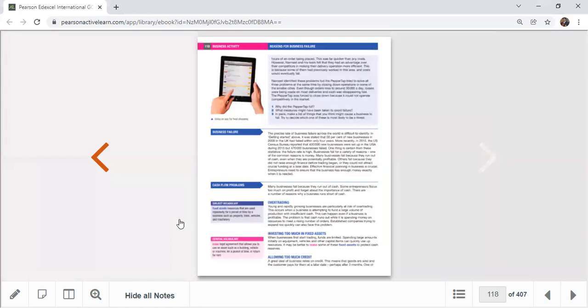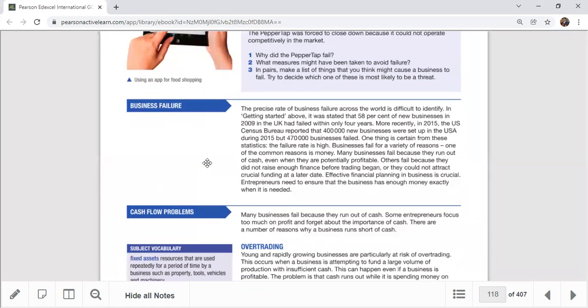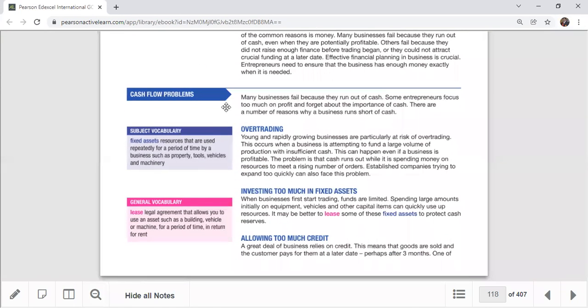After that, we talk about the mainly financial reasons why a business can fail, and we talk about cash flow problems, especially overtrading. Overtrading means over-expansion, expanding too fast. That's called overtrading. And we talk about too much investment in fixed assets. That's another reason. If you have too many fixed assets in a business organization, that's also a reason for business failure, because there are so many options out there.